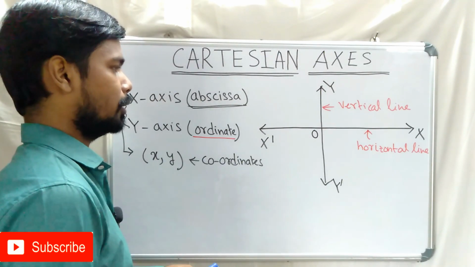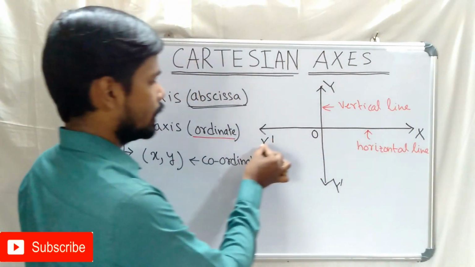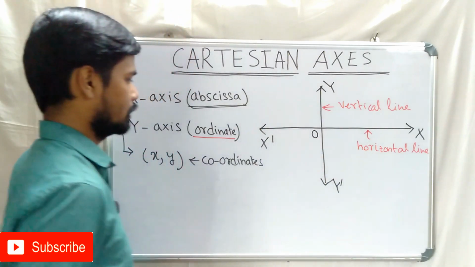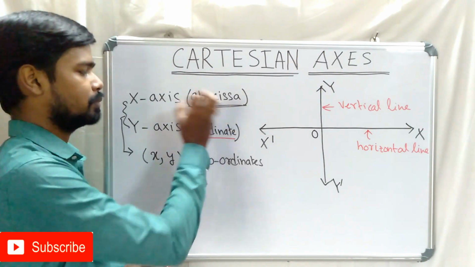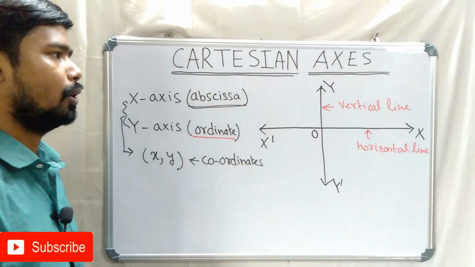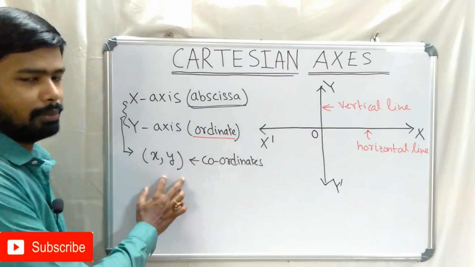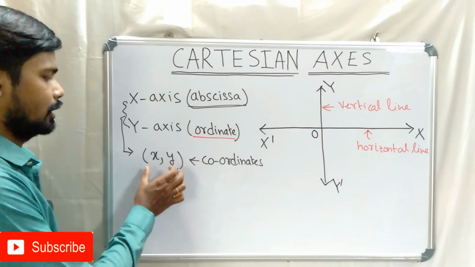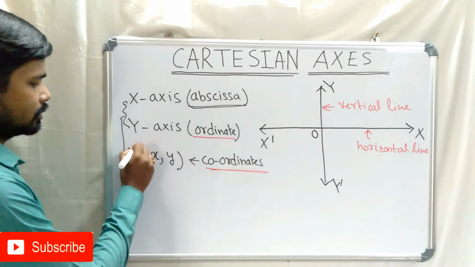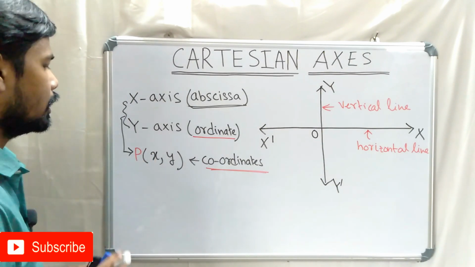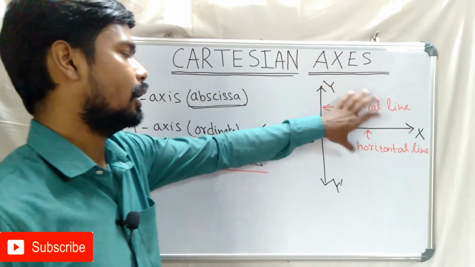Now you can easily draw two axes. You have to write X O X dash, Y O Y dash, and you must remember the x-axis is known as abscissa and the y-axis is known as ordinate. Now I have written an ordered pair, (x, y). This is a coordinate of any point. Say the point be P. P(x, y) refers to the location of the point P on the Cartesian system.